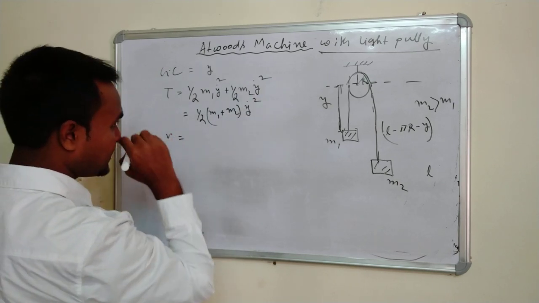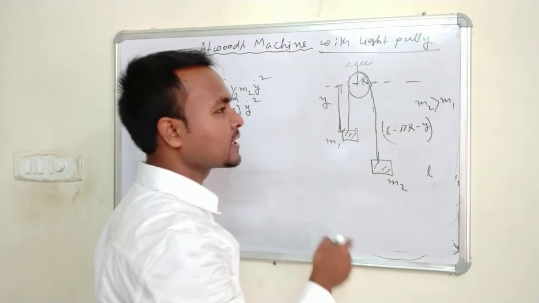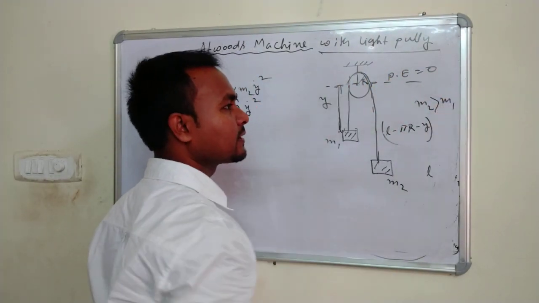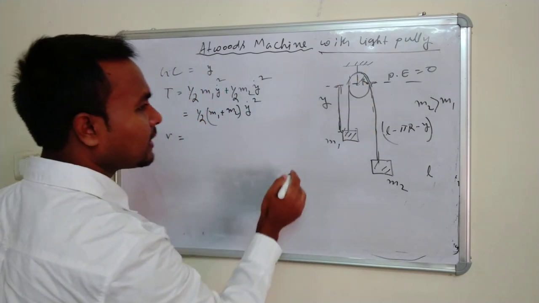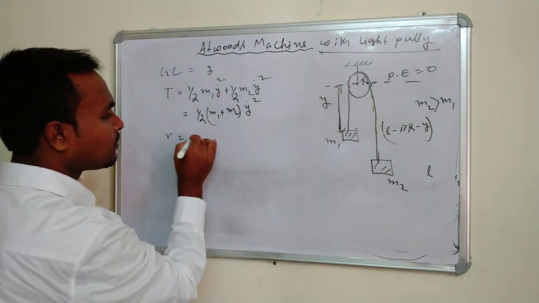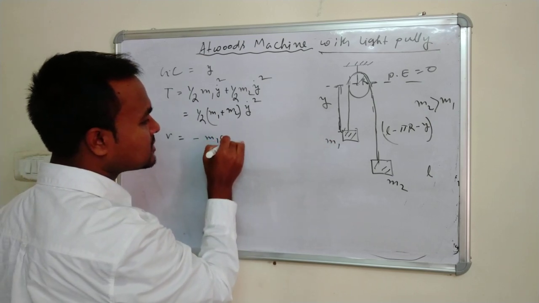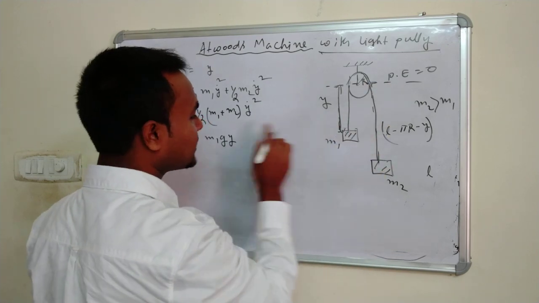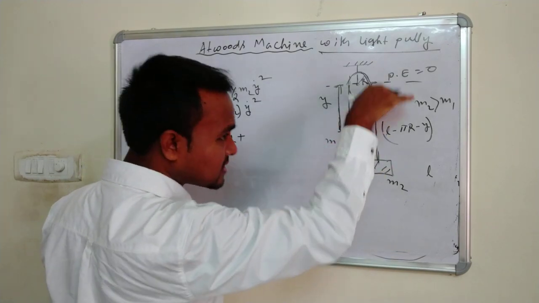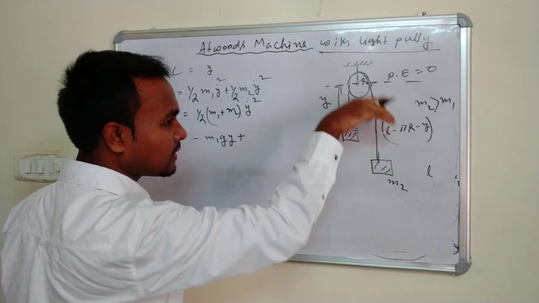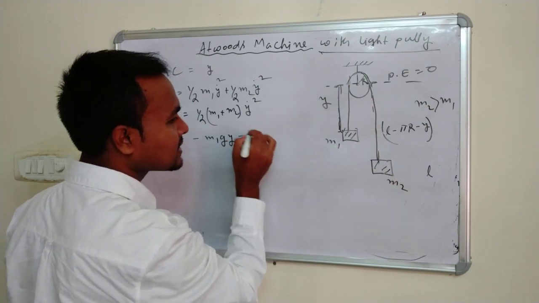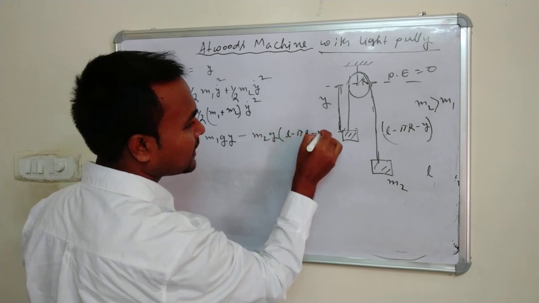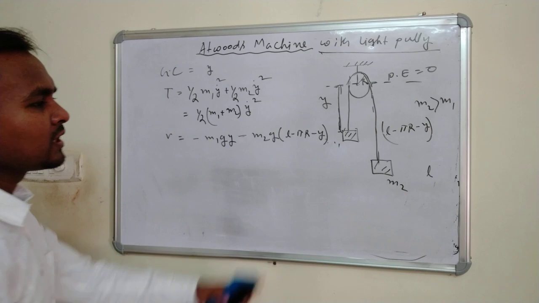Now the potential energy V. If I set the reference level of potential energy as 0 here, this is the reference level. From here to here, below the reference level, it will be minus m1 g y. Clear? Again from here to here, since it is in the negative coordinates, it will be minus m2 g times L minus pi r minus y.